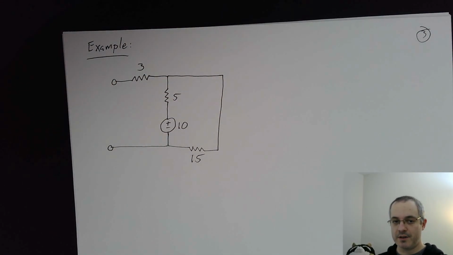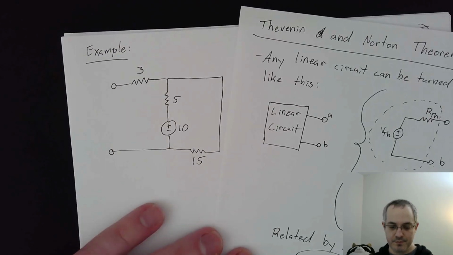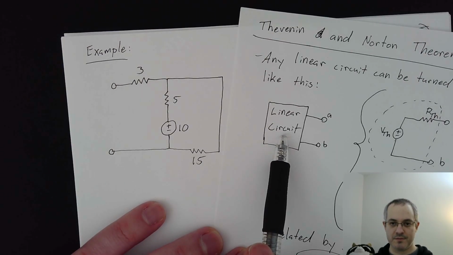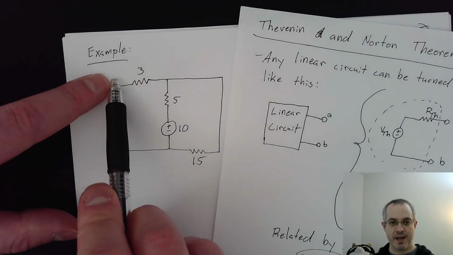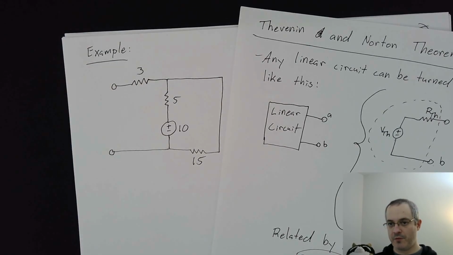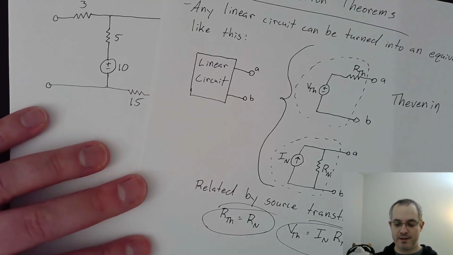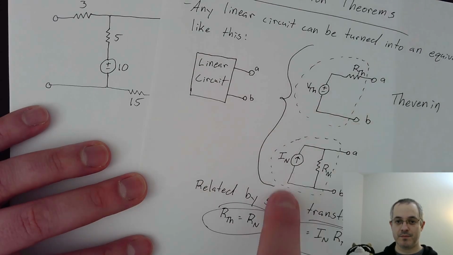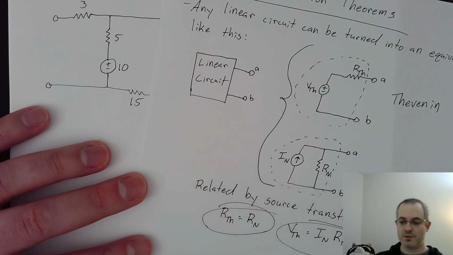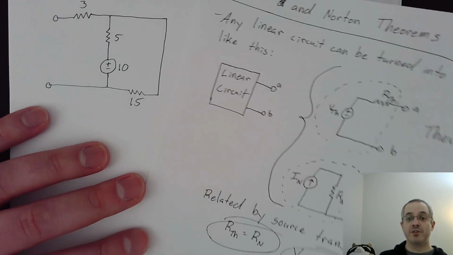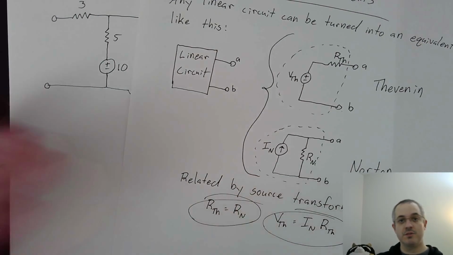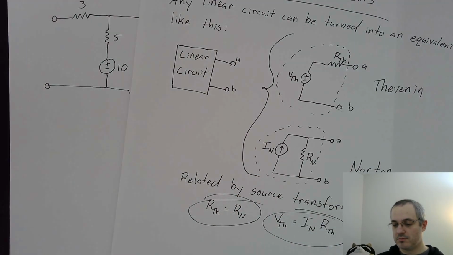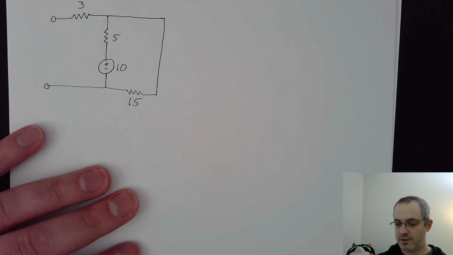So this is our linear circuit. Linear circuit was a box, A and B. So this would be like A, B, if you want. And we want to make it into this and this. So let's do that. I haven't shown you how to do that yet, so the only option we have is to do a bunch of source transformation. So we'll see what happens, and we'll talk through it as we do that.